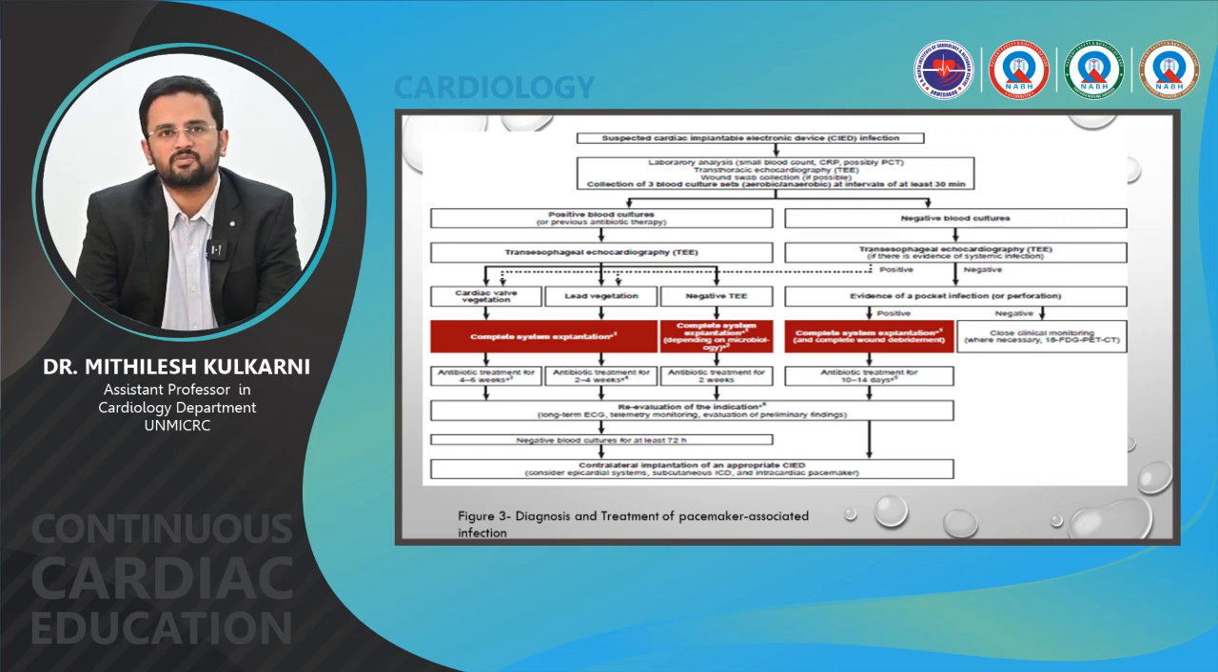Suppose a patient has a negative TE, that is, we are not able to see the vegetation on TE, then complete system explantation is to be done and antibiotic therapy is given for 2 weeks. Again, re-evaluate the patient and then we have to re-implant it.